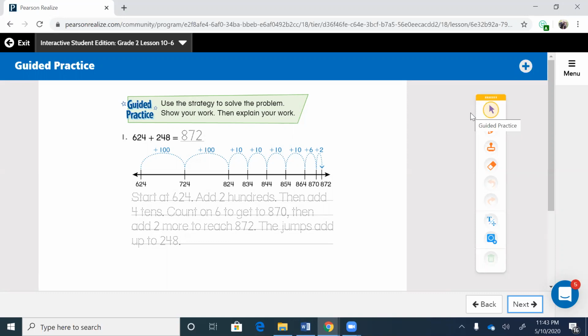Start at 624. Add 200s. So you see the 200 jumps. Then add 4 tens, and you can see it. Count on 6 to get to 870. Then add 2 more to reach 872. The jumps add up to 248. So that's just one of the many ways to add.